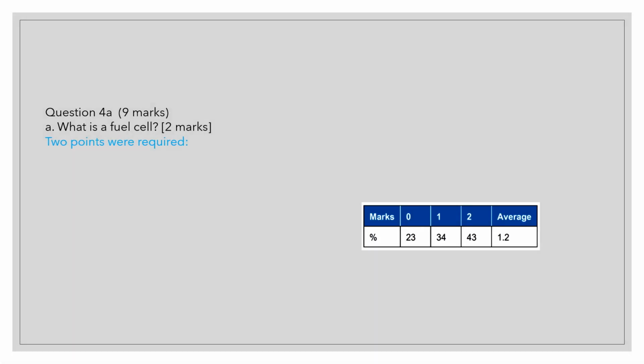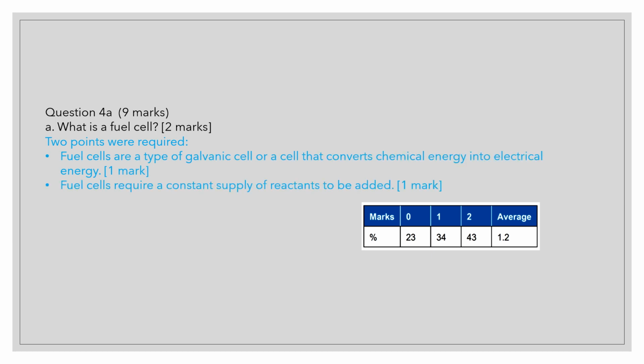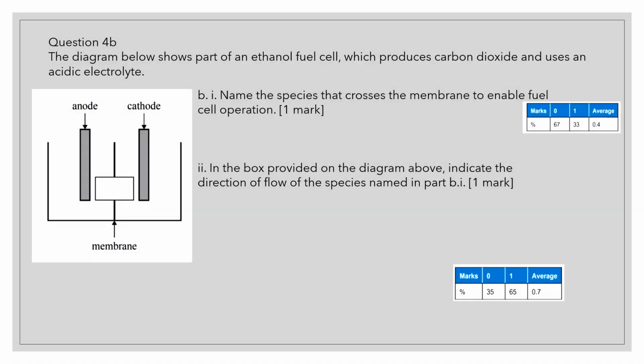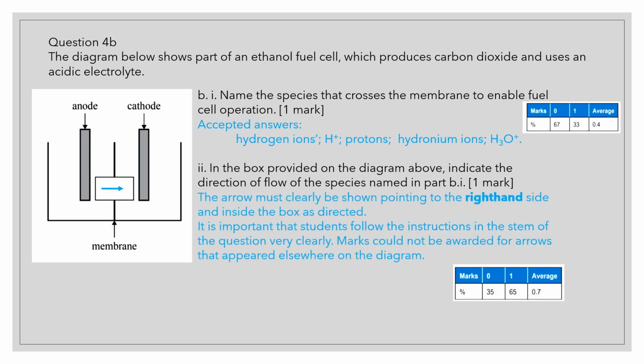Fuel cells are one type of galvanic cell that converts chemical energy into electrical energy. Fuel cells require a constant supply of reactants to be added. Since an acidic electrolyte is used in these fuel cells, the membrane permits the hydrogen ions to cross it. The anode loses electrons, so positive ions should be in excess in the anode. To balance these positive ions, the hydrogen ions should move from the anode to the cathode, where negative ions are in excess.